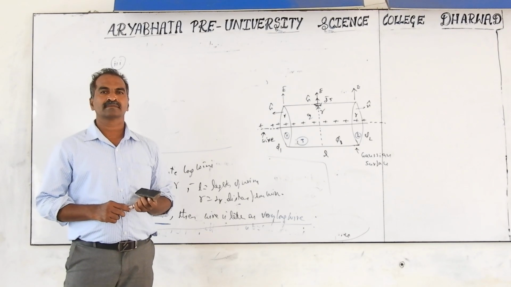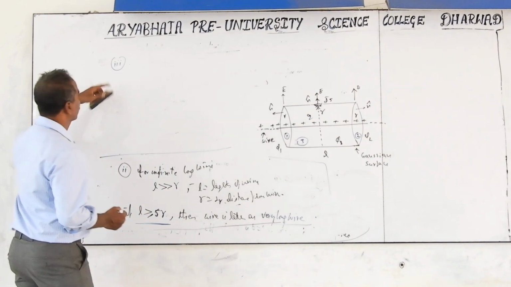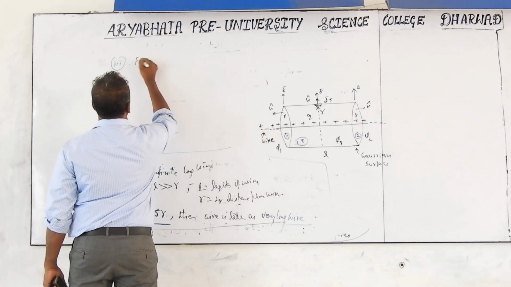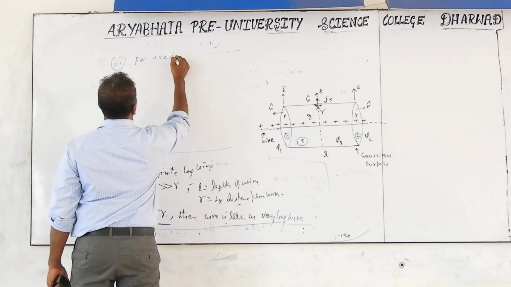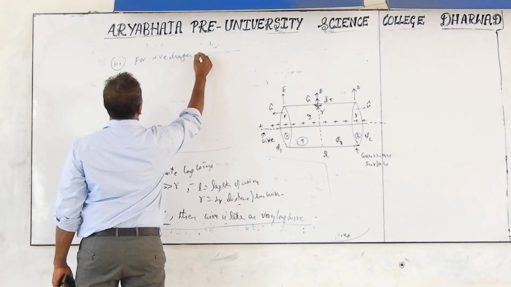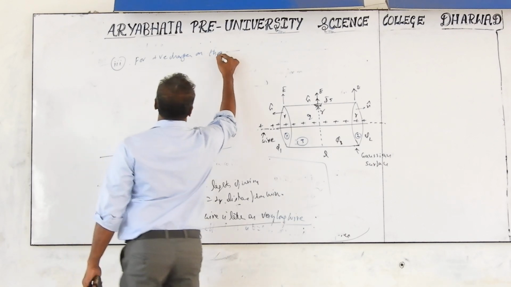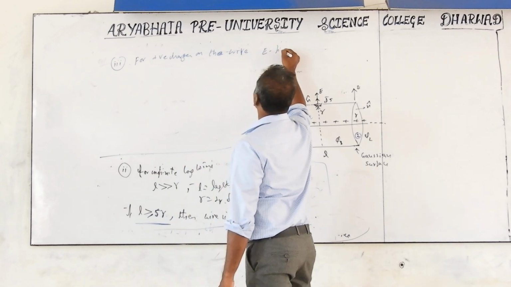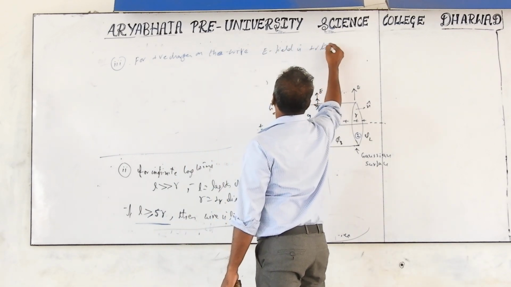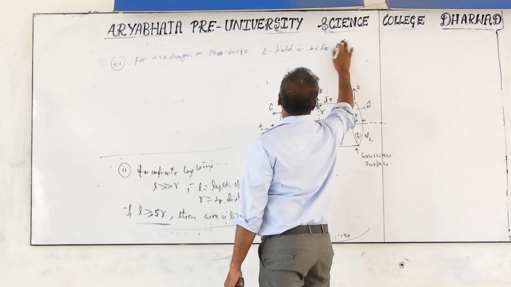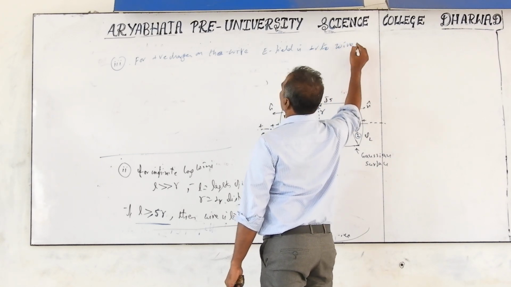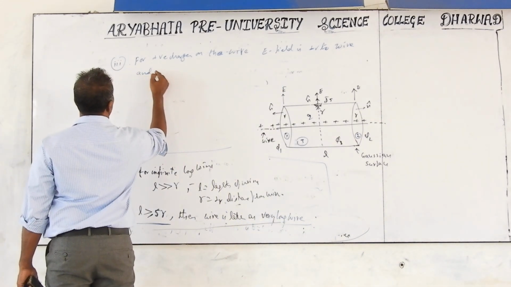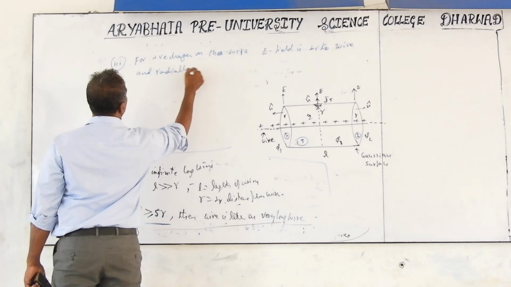Next point: if you take positive charges on the wire, the electric field is perpendicular to the wire. The electric field is perpendicular to the wire and radially outwards.